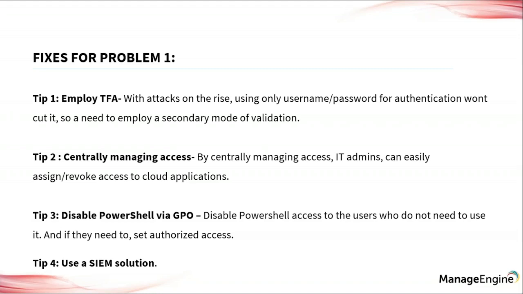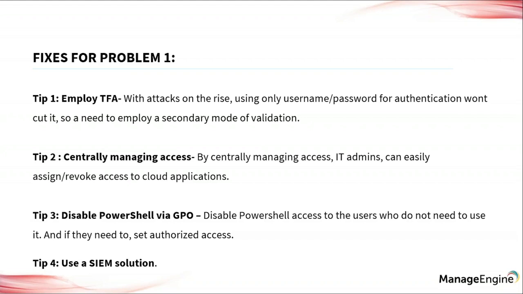Tip number two is we need something to centrally manage access. So what we need is a single screen, a single pane of glass from which all of the cloud applications in the organization can be managed. So access to these applications can be easily assigned or revoked from a single pane of glass. And tip number three is just disable PowerShell. Your QA engineers, your developers probably need PowerShell, but your sales users, your marketing users, your support people do not need PowerShell. So just disable PowerShell for your employees who do not need it. And if they need to access it, please set up authorized access.